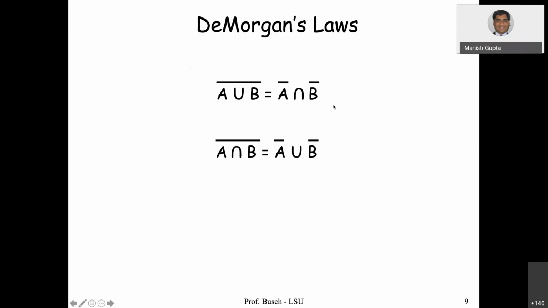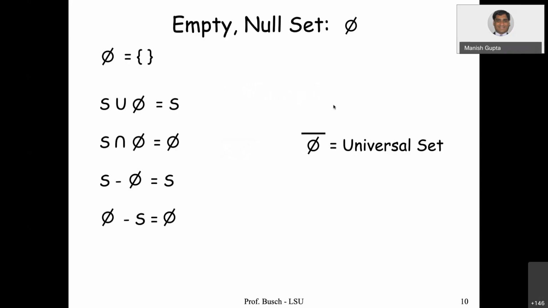De Morgan's law: the complement of A union B is the same as the complement of A intersection the complement of B, and the complement of A intersection B is the same thing as the complement of A union the complement of B. The empty set phi has no element. S union phi is S, S intersection phi is phi, S minus phi is S, and phi minus S is phi. And the complement of phi is the universal set. This is the null set.